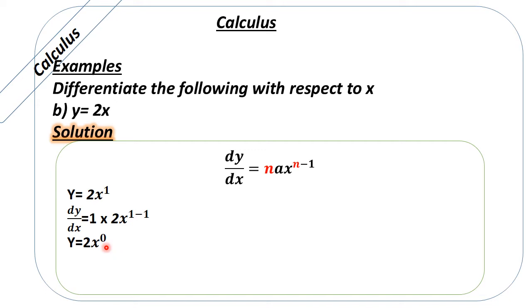Then remember that anything to the power 0 is 1. So x to the power 0 is 1. So here we're going to have 2. Instead of having 2x power 0, it's the same as having 2 times 1, since x power 0 is 1. So we're going to have just 2.